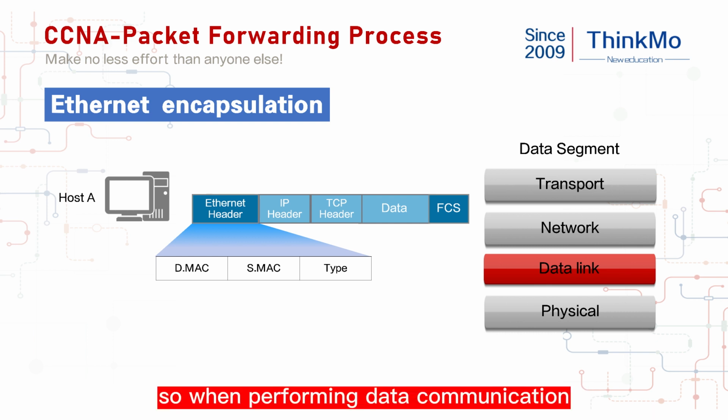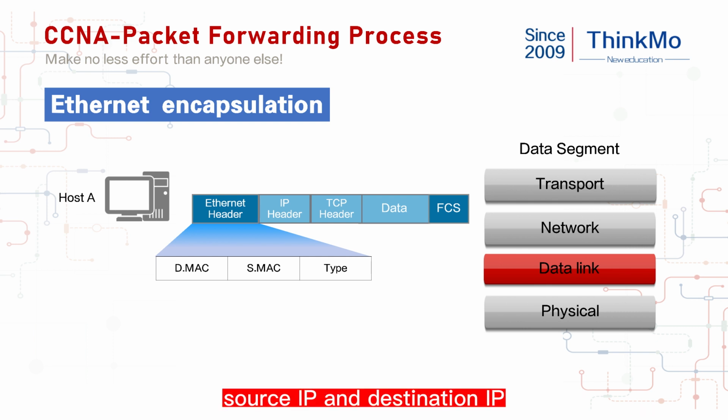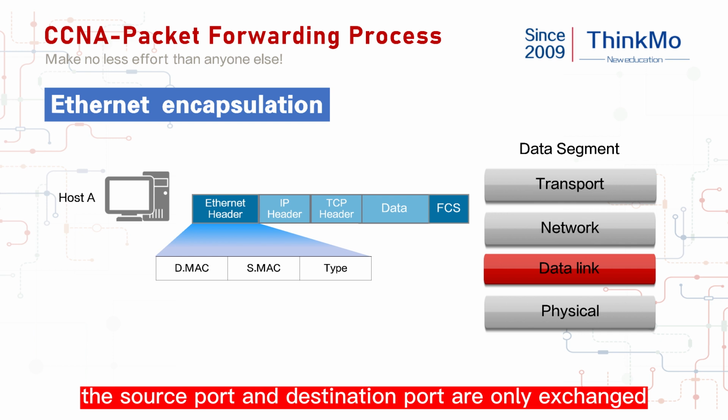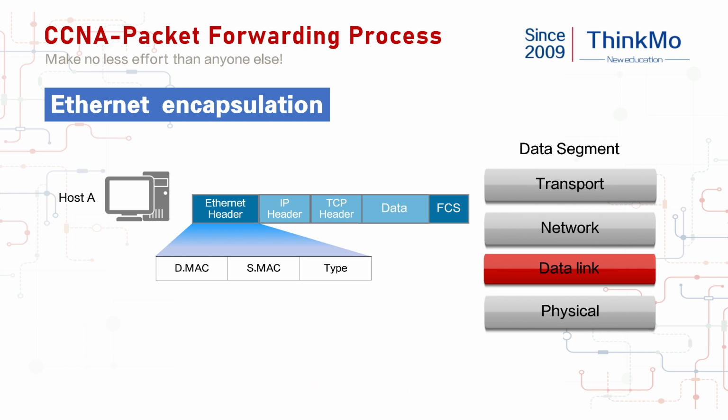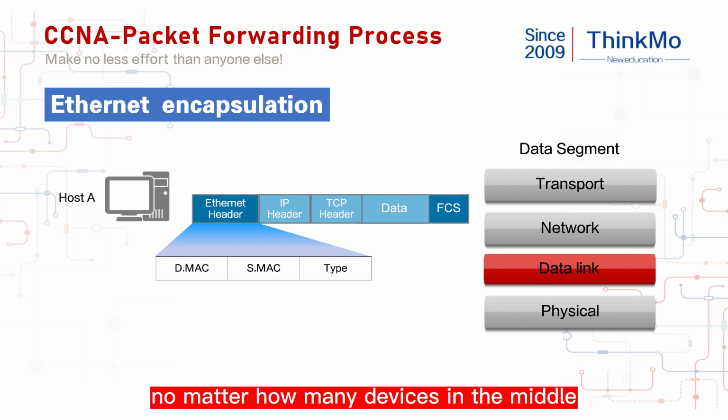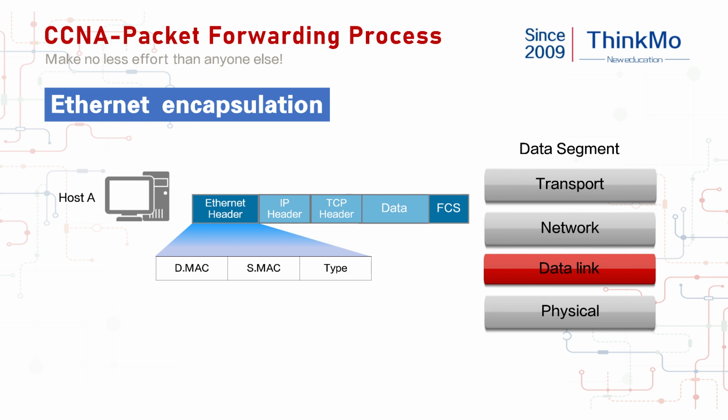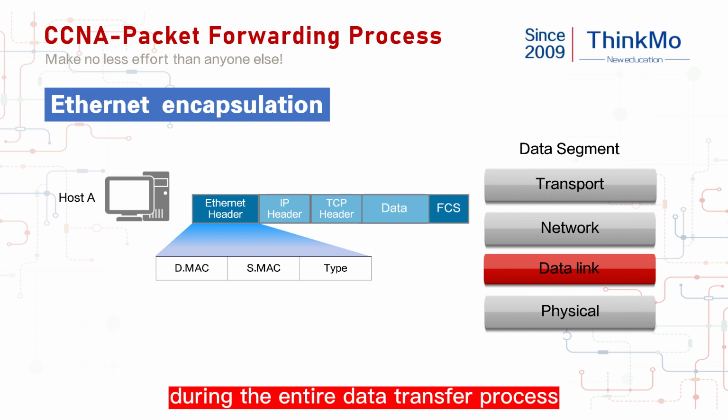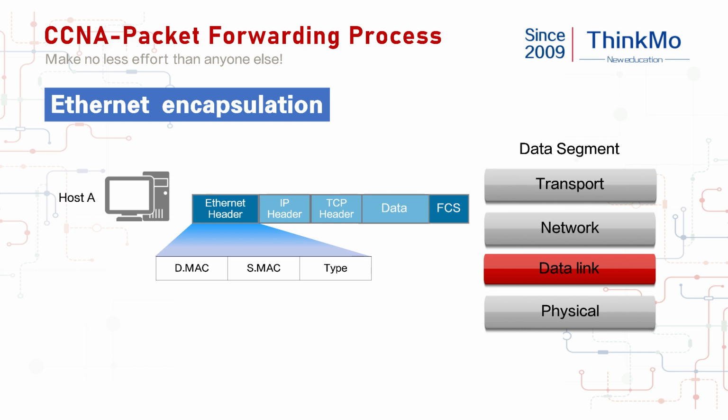So during data communication, the source IP and destination IP, and the source port and destination port, are only exchanged, not modified, no matter how many devices are in the middle for forwarding. It cannot be modified during the entire data transfer process. The port number will not change.